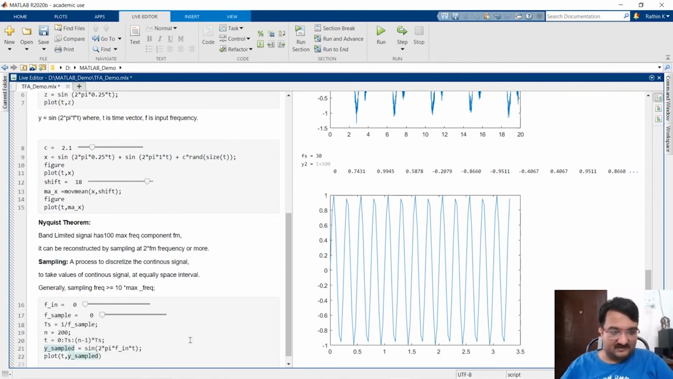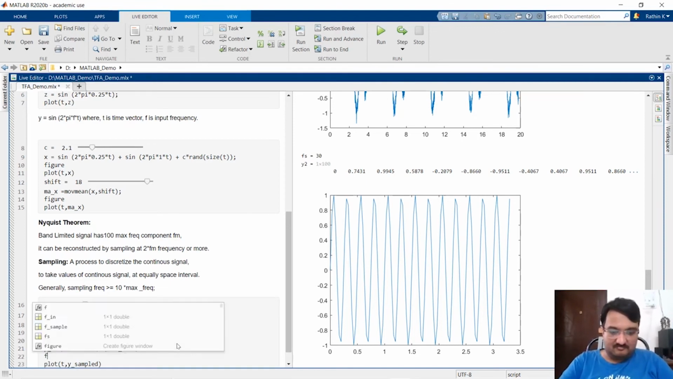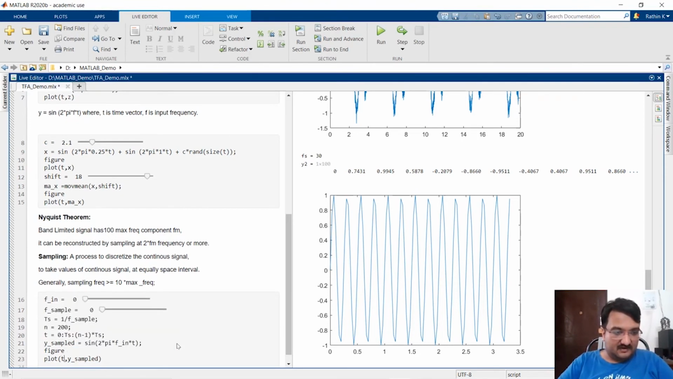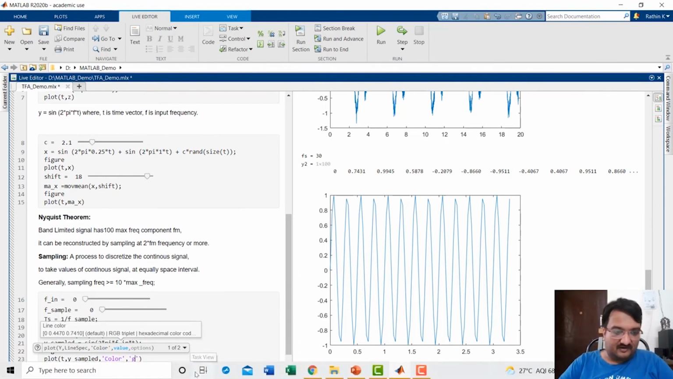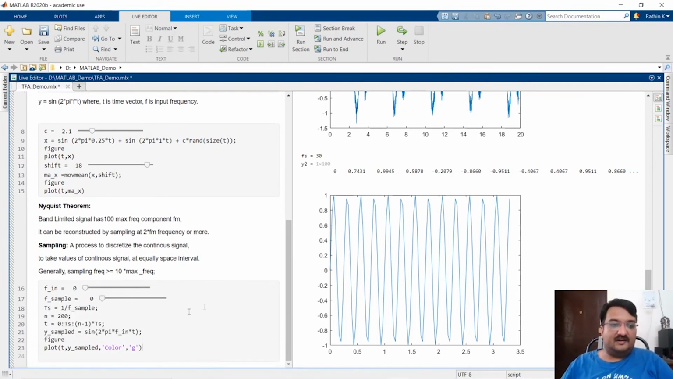Yeah, I think that's fine. Also we will plot it in another figure, so I just added a figure here, and let's draw it in some other color. Let's draw it in green color. So you'll get an idea.